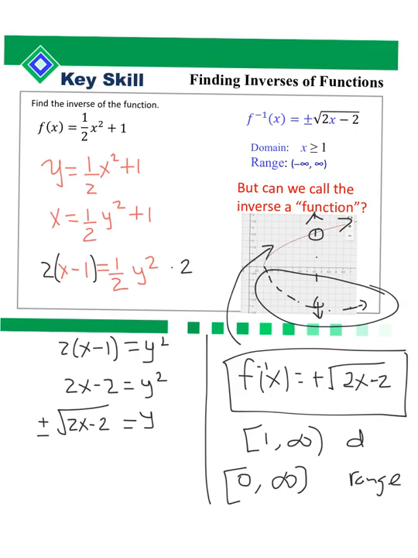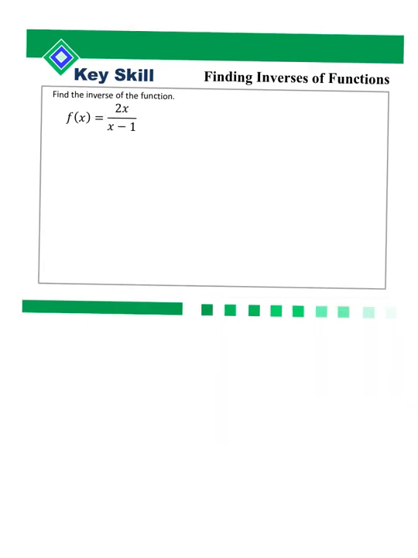Let's move on. And the next, find the inverse. How do we find the inverse of this one? Remember here, the domain cannot be 1. X cannot be 1. So the domain is going to be all real numbers except 1. So I'll just leave it like that. And then you can write it in interval notation.